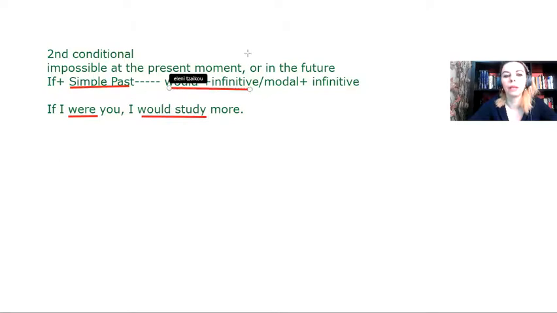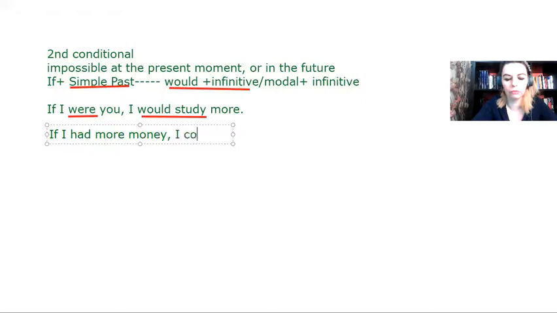Okay, now alternatively, if I had more money, I could go traveling, I could go on a trip. Okay, so now again, in this case, had is the simple past as here, and here we have could plus infinitive. Could is a modal verb. Okay, it takes infinitive.